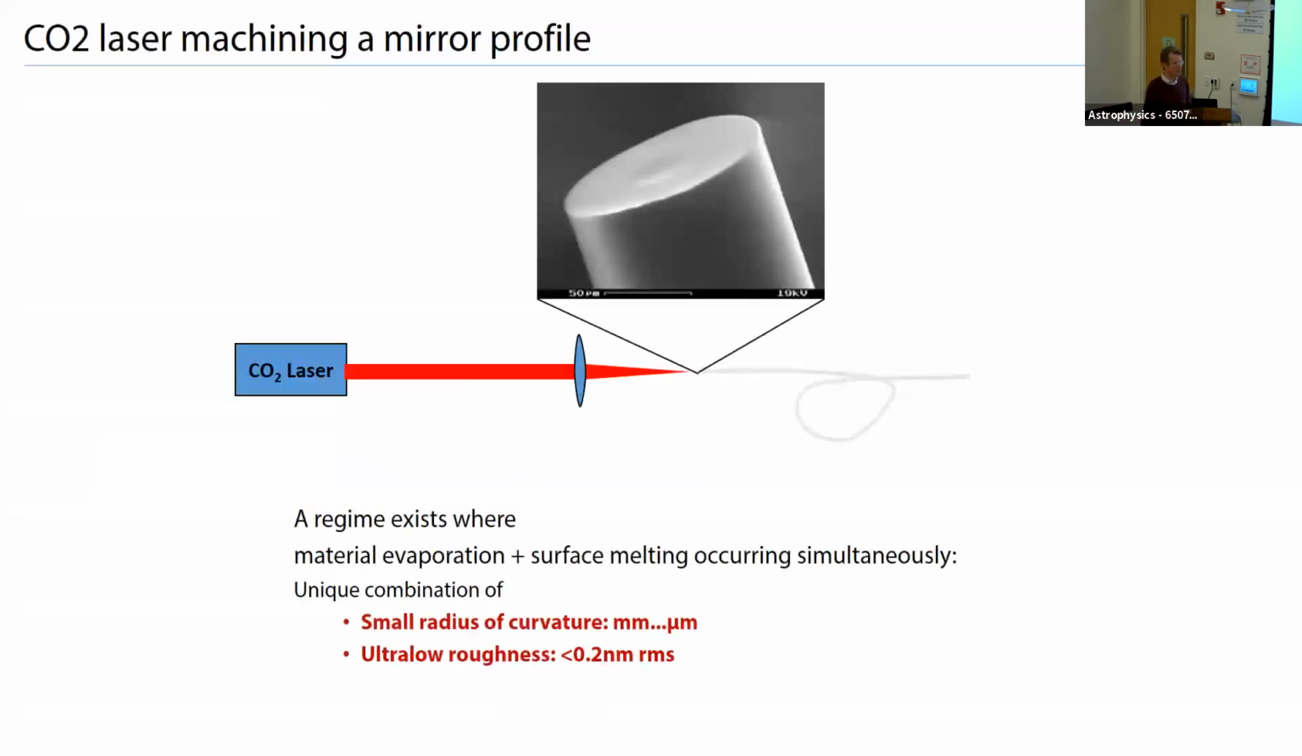So once again, the idea is really simple. You just take a CO2 laser, you shoot at your fiber tip, and you look at what comes out, and then it turns out you can find a regime where you get this kind of little concave depression on the tip of your fiber. So that's a normal fiber, 125 micron diameter. You see a mirror here which has like 100 micron diameter, and it has a radius of curvature that is really small. And the nice thing is at the same time, you get a really good surface quality.